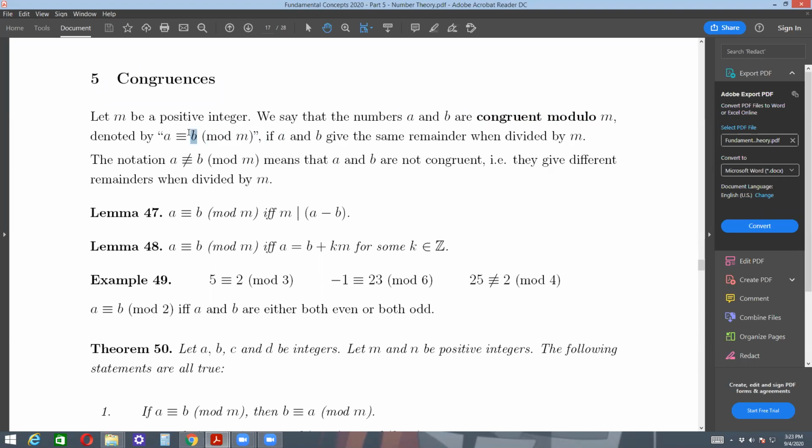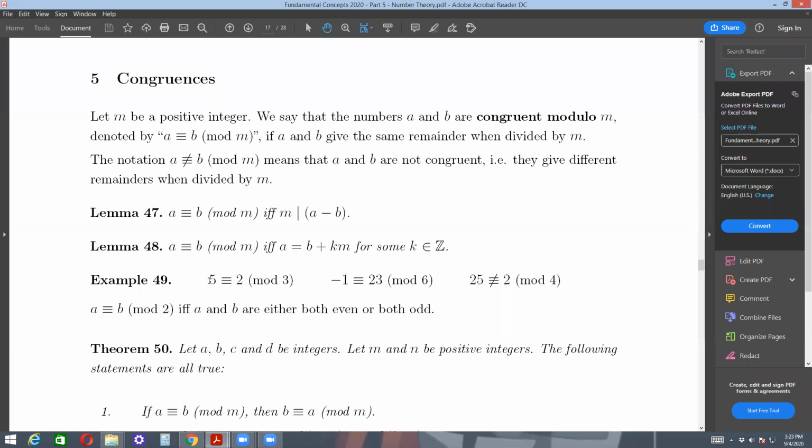And you do the same thing with B, you're going to get a remainder. So we say that they're congruent if the remainder is the same, basically. If that doesn't happen, then we say A is not congruent to B mod M. Examples. I'll talk about these lemmas after.